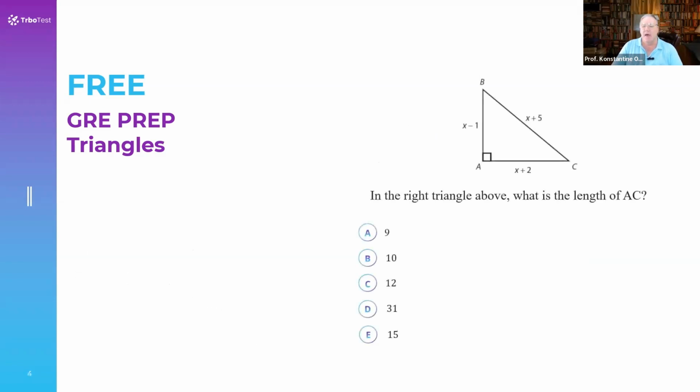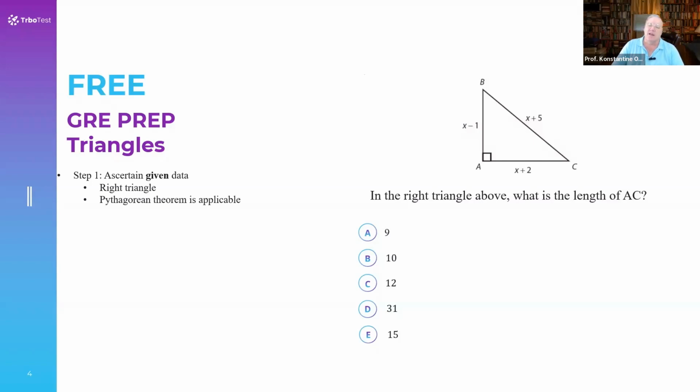The next question we have is, in the right triangle above, what is the length of AC? So we're told that it's x plus 2, but that's all we're told at this point. So let's go ahead and solve it. The first thing we do is ascertain what information we have. We know it's a right angle because we have this square in the corner, which is a 90-degree symbol that tells us that.